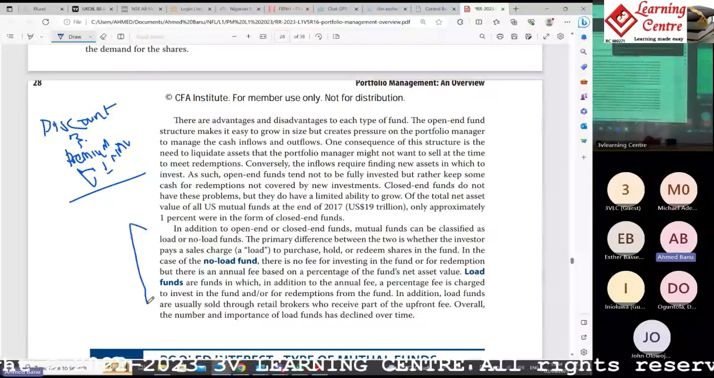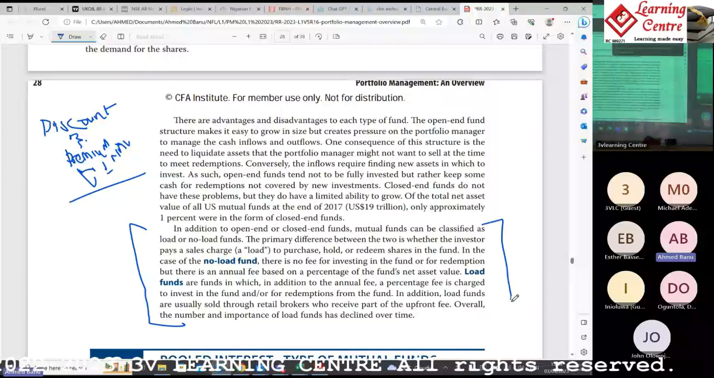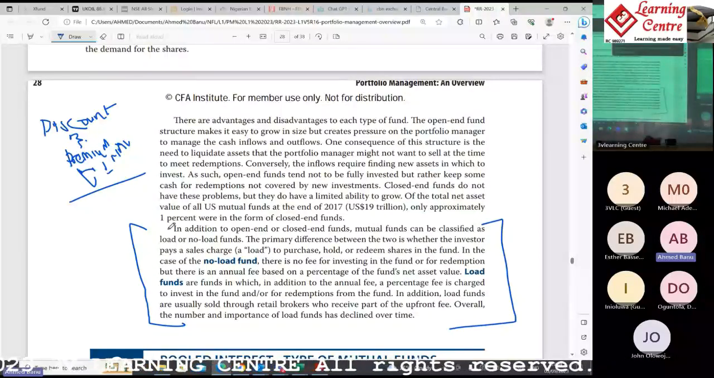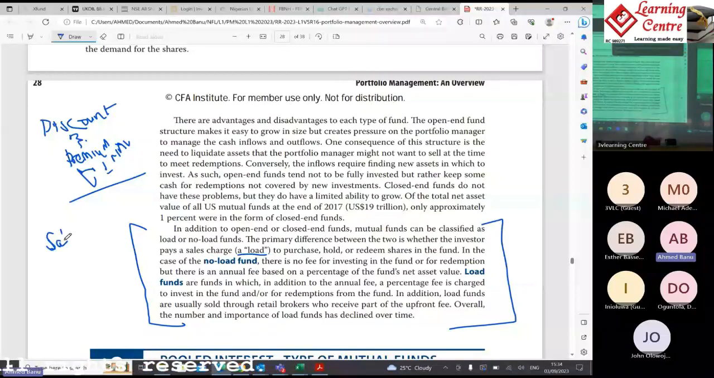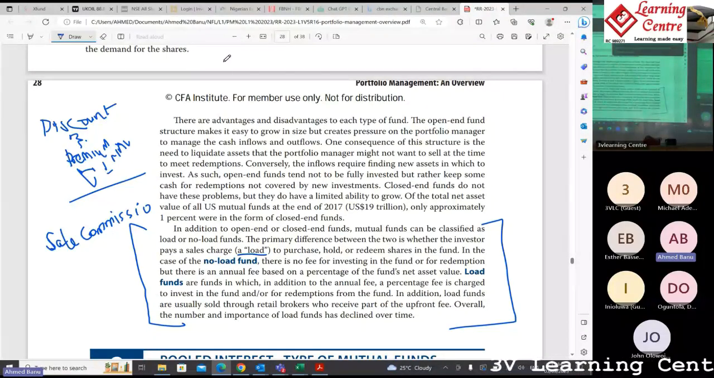Now, another thing you need to know is what we call load. For mutual funds, there's something we call load. Load is like sales commission. The way mutual funds work in America is the fund manager is not the one that sells his funds. The fund manager has agents that sell the fund on its behalf.